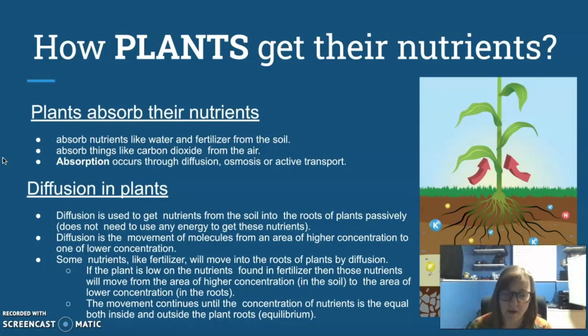Plants, how do they get their nutrients? So this is more like how we get our nutrients now. Plants get their nutrients by absorbing them either through the soil, through osmosis, diffusion, or active transport. Plants can't walk around, they don't have mouths, they can't eat, so they have to get them through other methods.